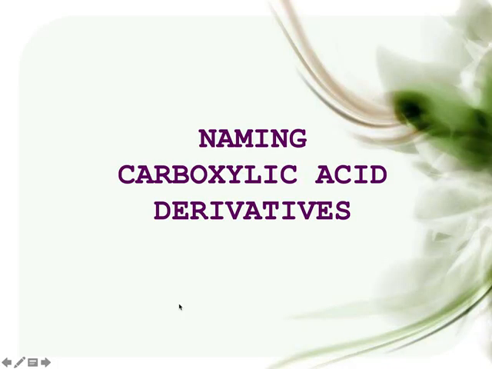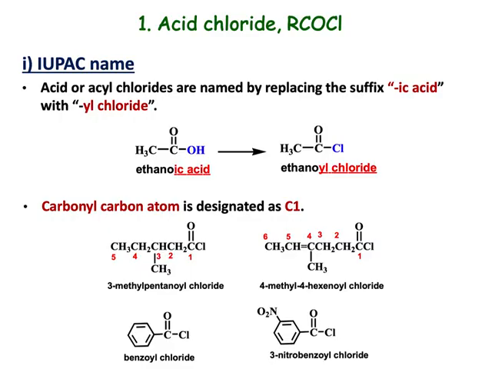So look at the naming or nomenclature. Okay, first one is acid chloride. This is the first derivative of carboxylic acid, acid chloride. So the general formula, please memorize: RC double bond O, acyl attached with halide. So for the halide, we choose chlorine as the halide attached on the acyl group.